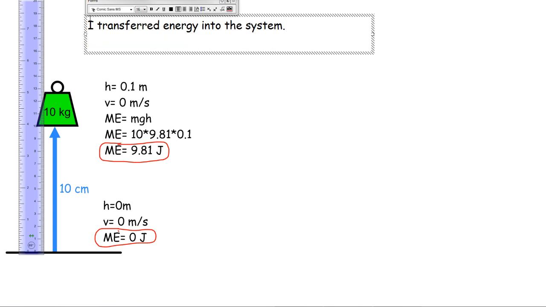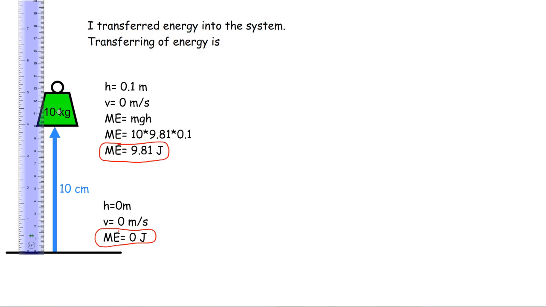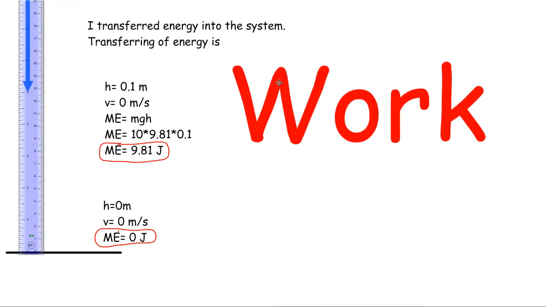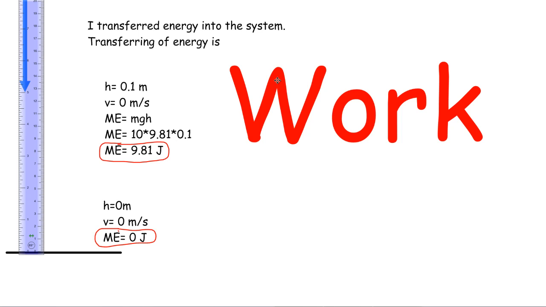We call this transferring of energy work. So transferring of energy is work. So whenever we take a system where the law of conservation of energy is valid, and then we introduce energy into it, we are conducting work or doing work to the system or to the object.